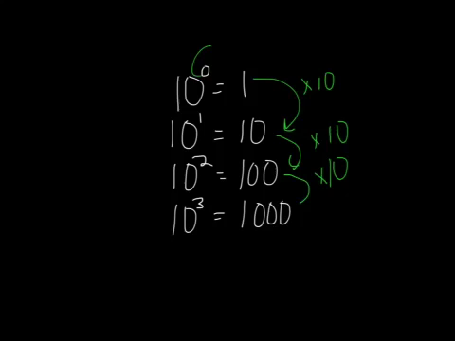1 times 10 is 10. 10 times another 10 is 100. 100 times another 10 is 1,000. Okay, I think you get my point. Any number raised to the 0 power is always 1. Any number in the world. One of the main goals today is to get you to be able to write expressions using exponents.